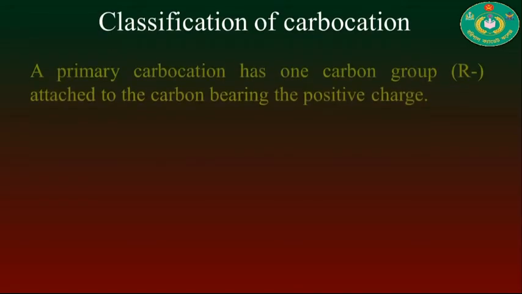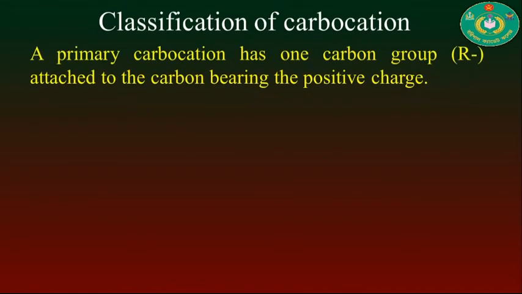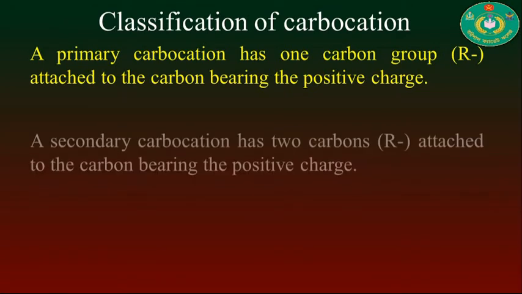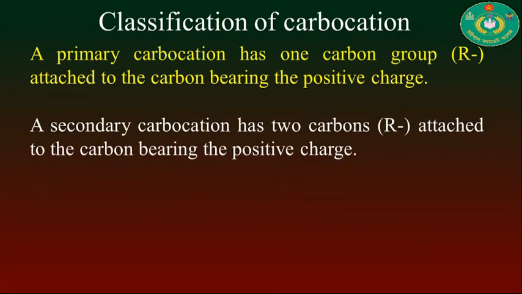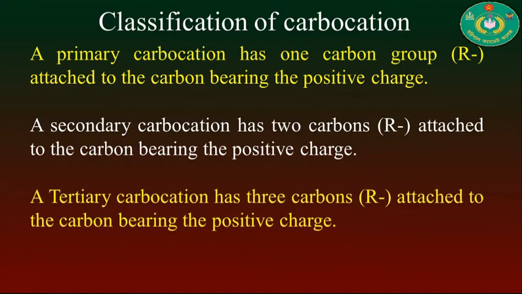So we can say that a primary carbocation has one carbon group, that means one alkyl group attached to the carbon bearing the positive charge. A secondary carbocation has two alkyl groups attached to the carbon bearing the positive charge, and a tertiary carbocation contains 3 alkyl radicals with a positive charge on the carbon atom.